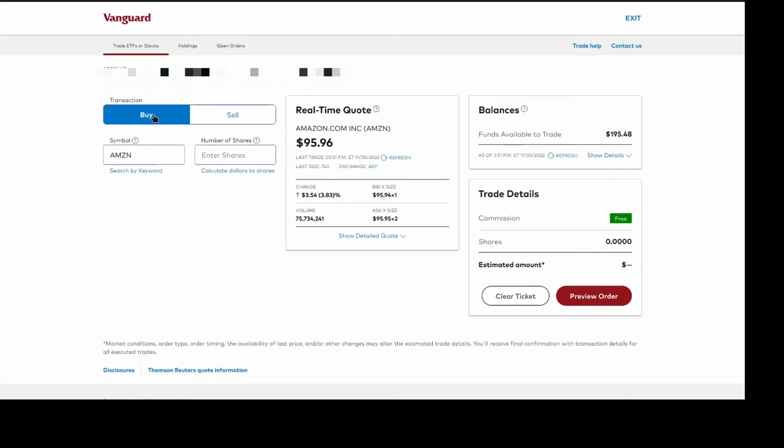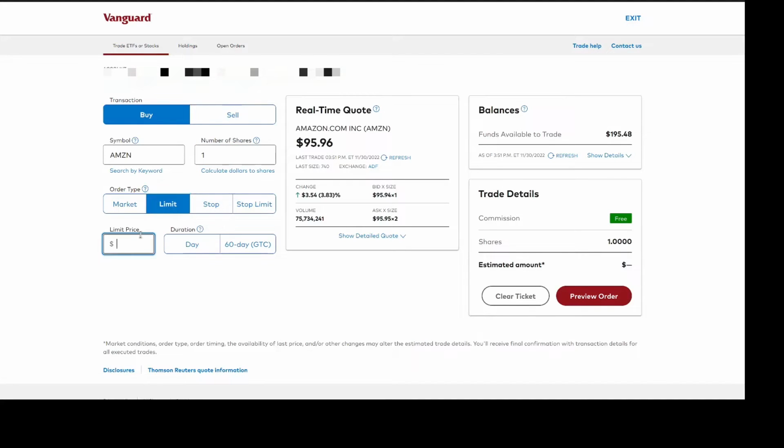Now here you have a very simple interface. This is fine. You put in the ticker symbol, you put in the shares, you could do a limit order, you could put in 85, good till canceled. Now Vanguard, unlike Fidelity and Schwab, doesn't have fractional shares available. Amazon used to be very expensive. If I wanted to do half of a share or 0.25 shares, you can't do it with Vanguard. It's not possible. That's one thing that I don't like about them.